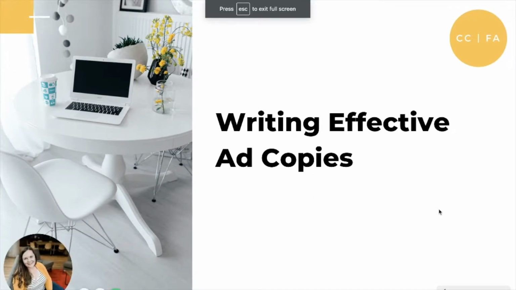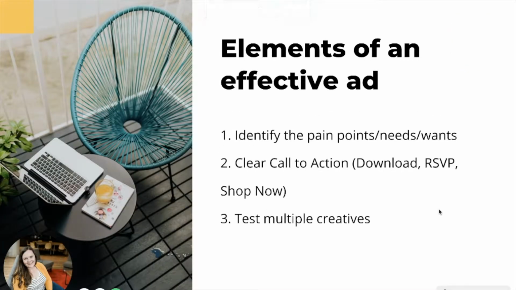First, let's chat about writing effective ad copies. There are several elements that make up an effective ad. What I've done is just gathered what I believe to be the most important. First, when you're writing ad copies, you need to make sure that you are addressing the pain points, the needs, and the wants of those who are looking at your ad within the ad copy itself. And I'll dive into what that means in just a moment.